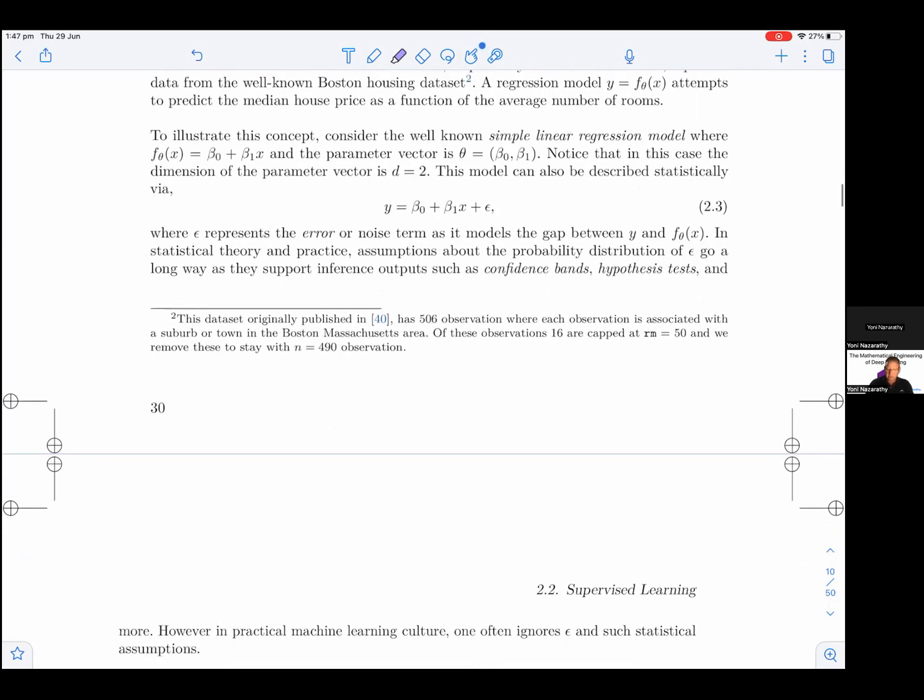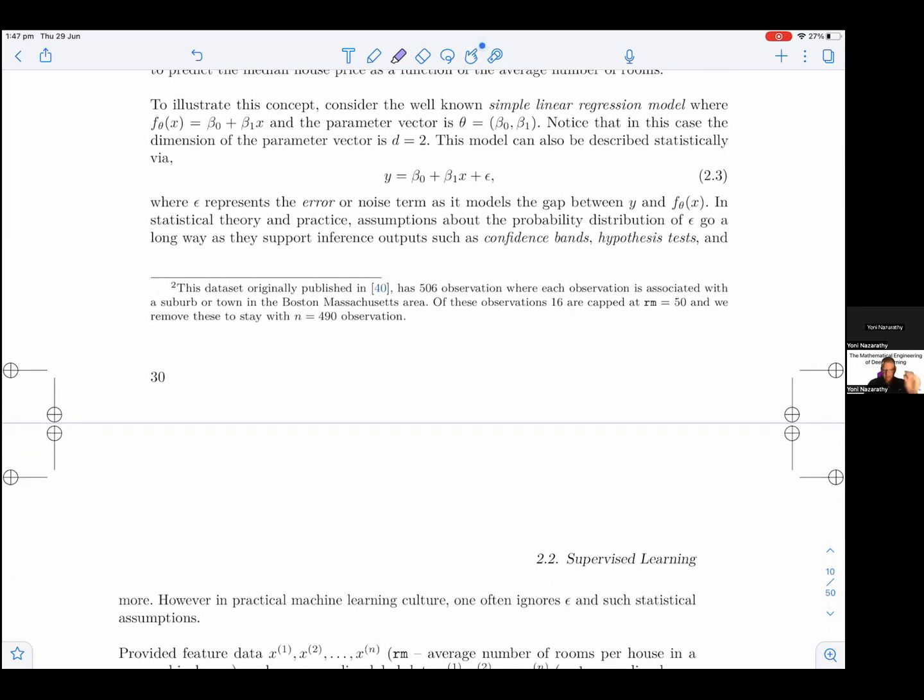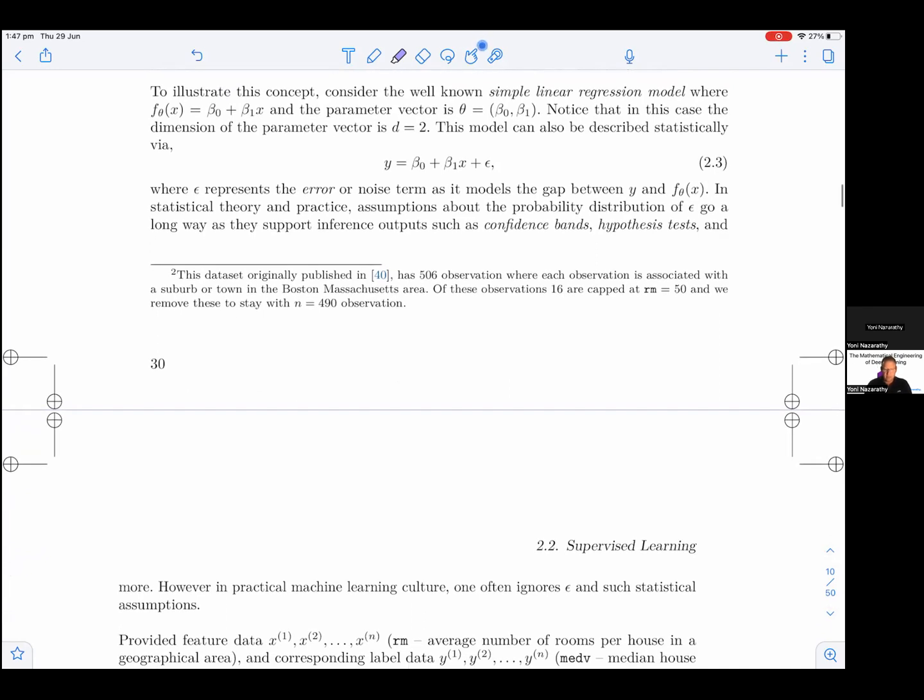To illustrate this concept, consider the well-known simple linear regression model, where f theta of x is beta 0 plus beta 1x, and the parameter vector is theta, which is beta 0 and beta 1. Notice that in this case, the dimension of the parameter vector is d equals 2. This model can also be described statistically via y equals beta 0 plus beta 1x plus epsilon, where epsilon represents the error or noise term as it models the gap between y and f theta of x.